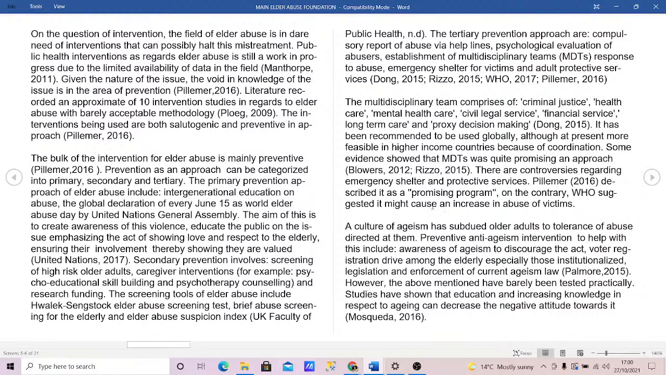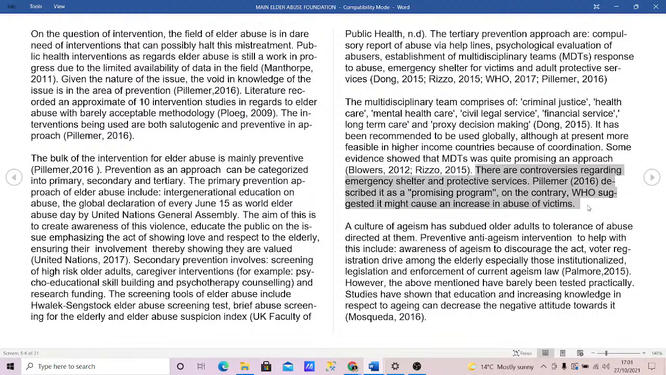This guy described it as a promising program. On the contrary, WHO suggested it might cause an increase in abuse of victims. Now, that's another critical analysis. So, there are two programs that have been suggested by two different bodies, one person, one article, and a renowned body.